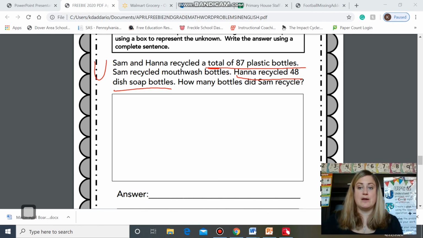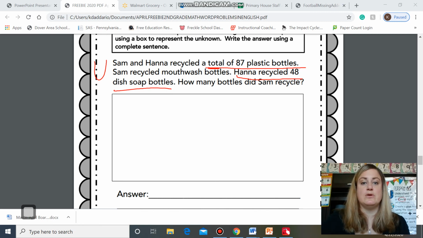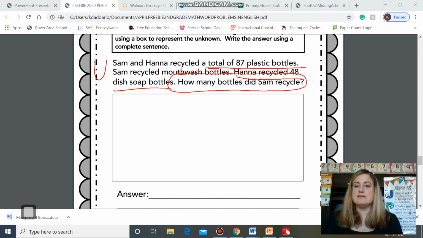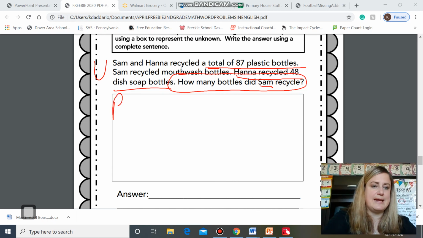And then how many bottles did Sam recycle? So what is my question asking? It's not asking what is the total number of plastic bottles. It's asking how many bottles did Sam recycle? Just Sam, because remember up here it told me that he recycled mouthwash bottles, but it never told me an amount. So let's go down to our plan.